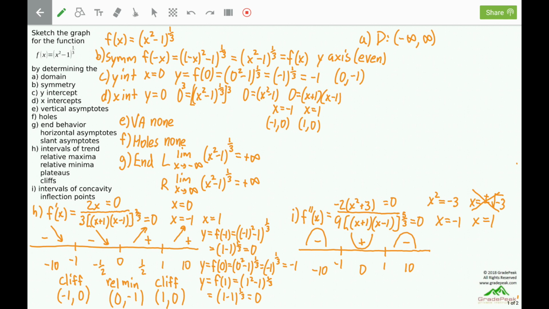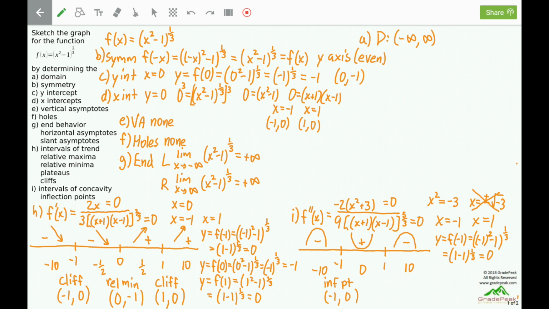Right at the candidate number of x equals -1, we have the concavity changing from concave down to concave up. So x equals -1 will be an inflection point. It has an x-coordinate of -1 and a corresponding y-coordinate that can be found by plugging the x-coordinate into the original function. So y equals f of -1, which we have evaluated already, but we can write it here again. It'll be -1 squared, which is +1, minus 1 to the 1/3 power. 1 minus 1 is 0. To the 1/3 will be 0, so that's a corresponding y-coordinate of 0.